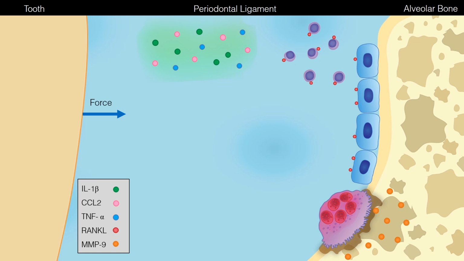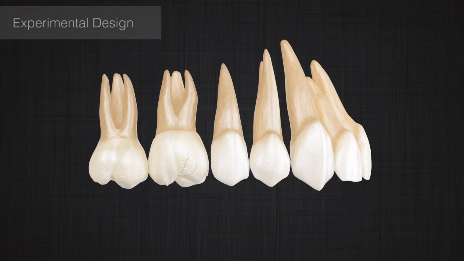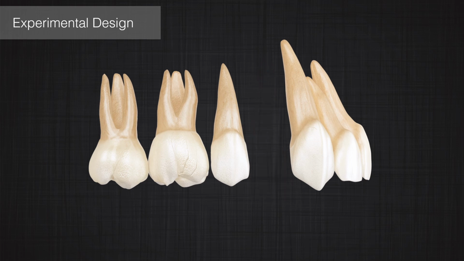We conducted a randomized, single-center, single-blinded clinical study to investigate how age may affect this biological response to orthodontic forces. In our study, subjects were divided into two age groups, adolescents and adults. All subjects had fully erupted maxillary canines in a Class II Division 1 malocclusion requiring maxillary first premolar extraction and at least 3 millimeters of distalization.